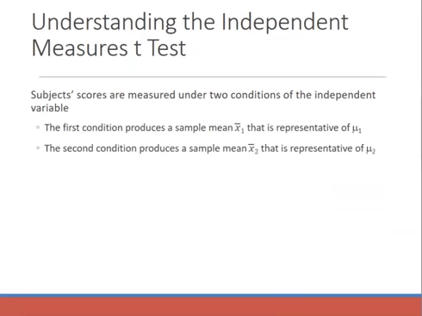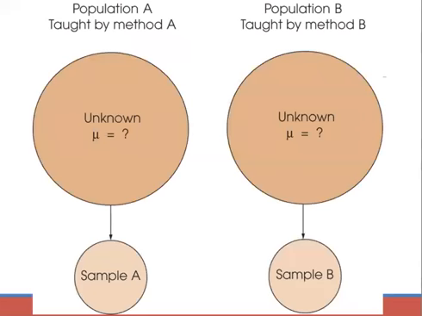The subject score is measured under two different conditions of the independent variable. And of course, this produces two means. One group is sample mean one, which represents population mean one, and the other group is sample mean two, which represents population mean two. So for example, maybe we're looking at the achievement scores for children taught by different methods. And we want to know, do kids in method B do better than kids in method A?